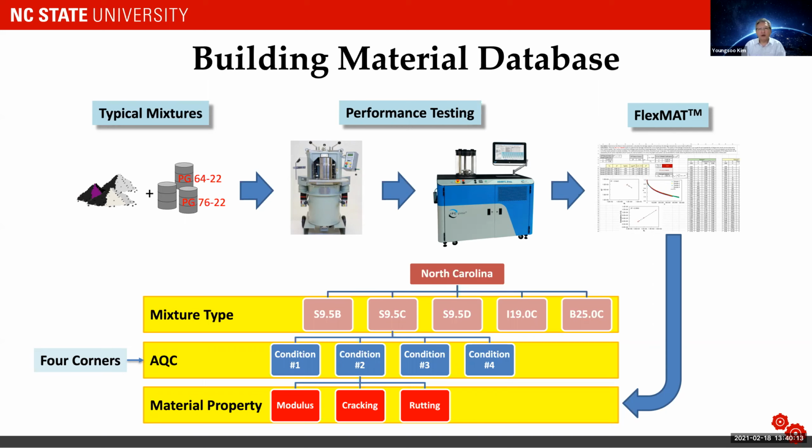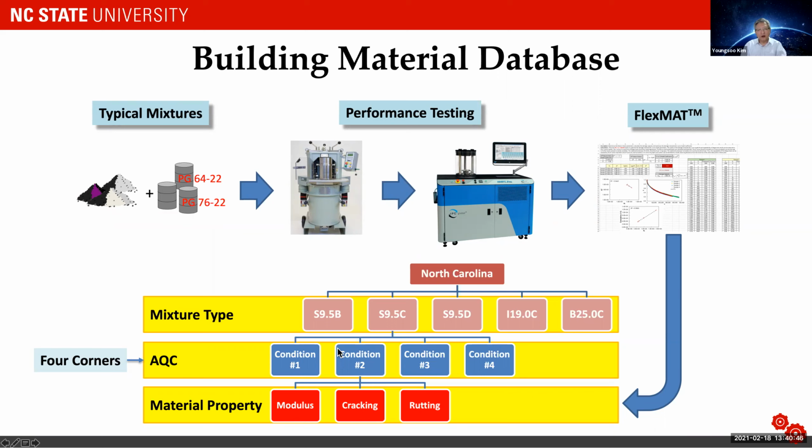PRS, you need to build a material database first. So maybe you can do PMD on multiple mixtures. And when you build the material database, you select typical mixtures that you use in your state. And then you do gyratory compaction, run AMPT tests, go through FlexMat, and you store FlexMat data, modulus, cracking, and rutting data for 4 corner conditions.